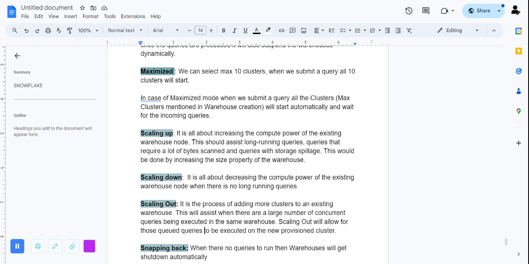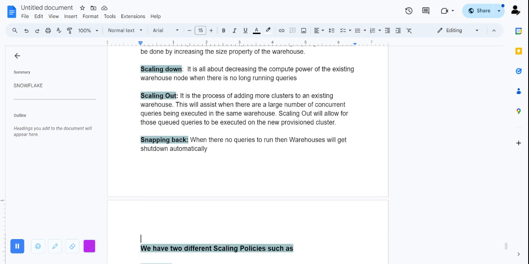And then snapping back: when there are no queries to run on the warehouse, it will shut down automatically. Suppose the warehouse has no queries, the warehouse will shut down automatically. So it is called snapping back.